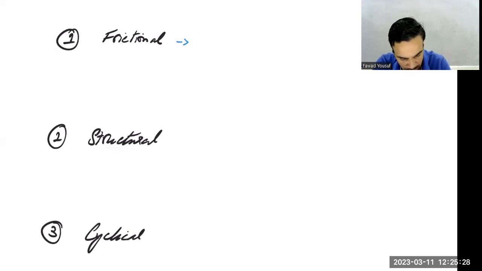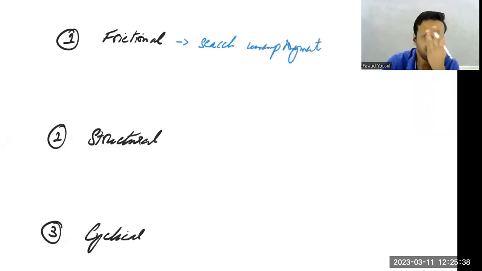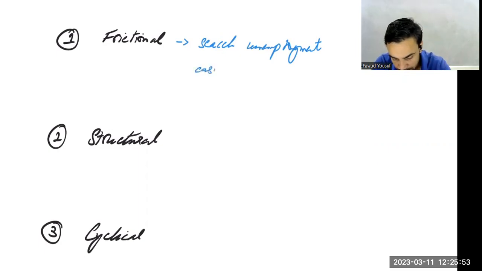So under this you can have search unemployment. You left one job, you're looking for another one which pays you better or has better working conditions or better fringe benefits and things like that. So you're looking for it. You may have certain casual unemployment. You may have seasonal unemployment. Okay.